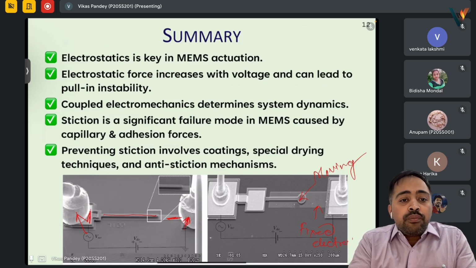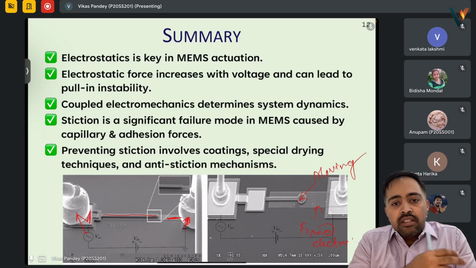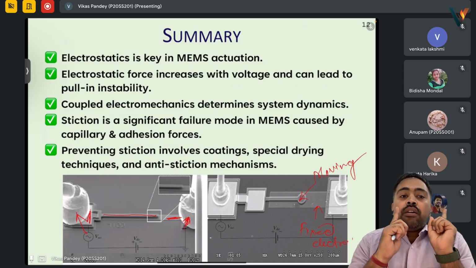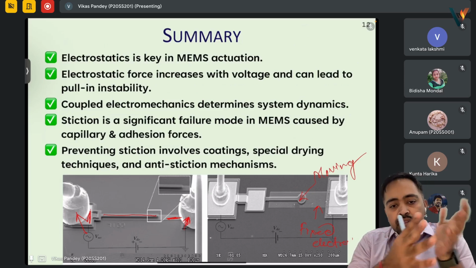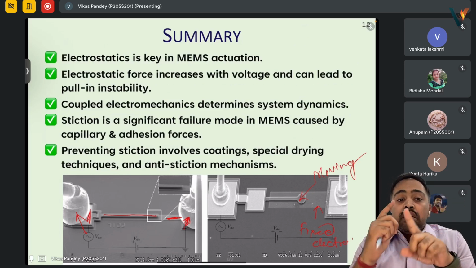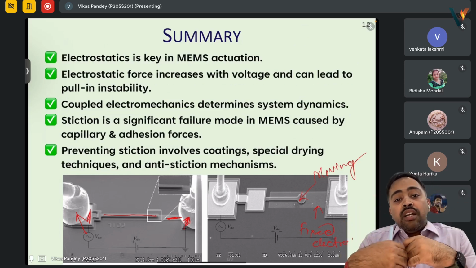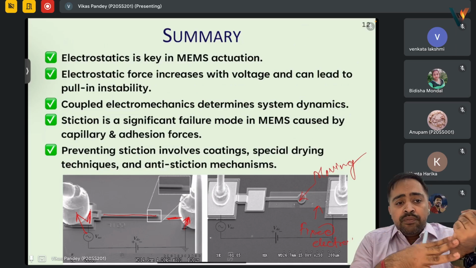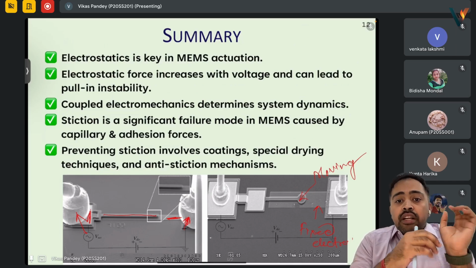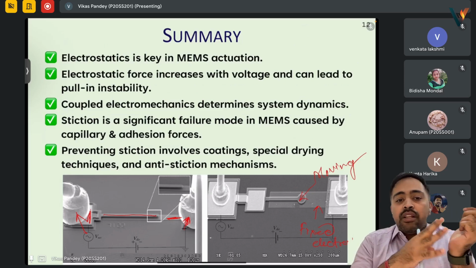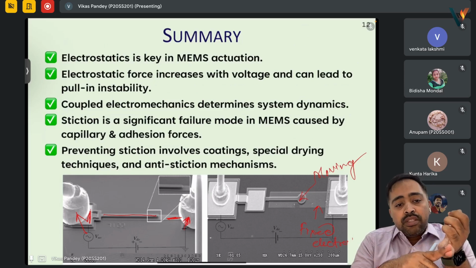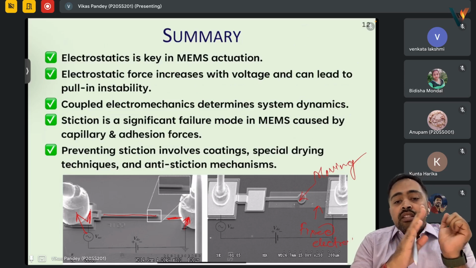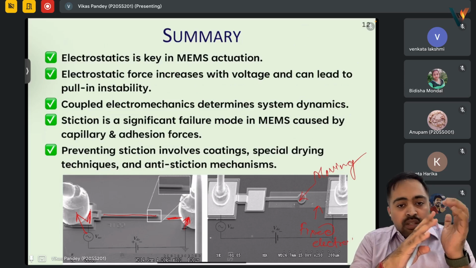Coupled electromechanics determine system dynamics. We saw that it is not only due to electrostatics that this actuation occurs. It is due to the balance of the mechanical force and the electrostatic force that leads to the whole MEMS actuation. Stiction is a significant failure mode in MEMS caused by capillary and adhesion forces. To prevent stiction, we involve coating, special drying like supercritical drying, and anti-stiction mechanisms like smoothing the surface.